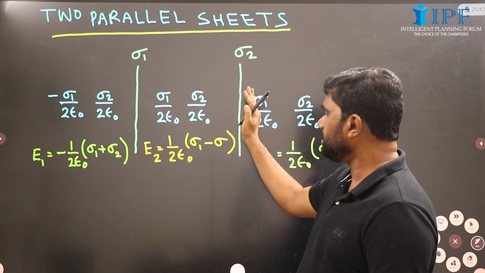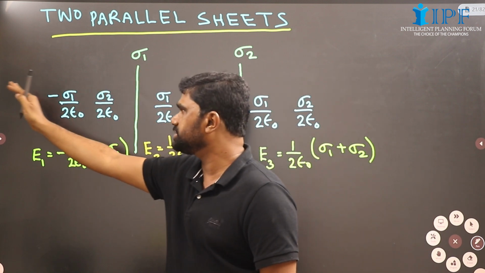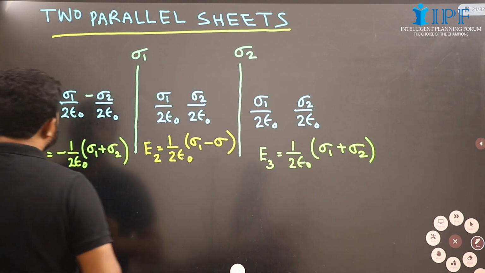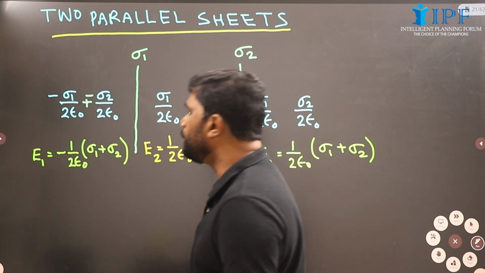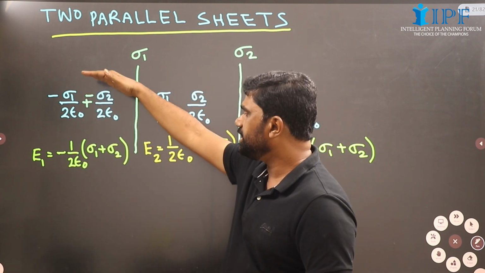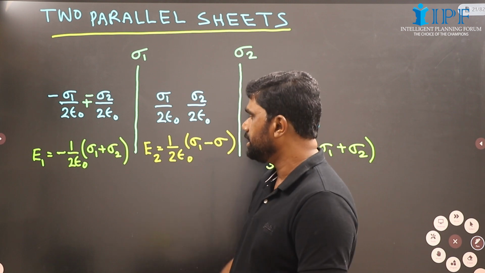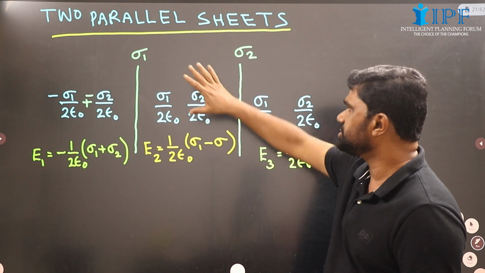So the field due to this plate in this region, again towards left, is also negative. So the resultant field in this region will be the sum of these two. Minus 1 by 2 epsilon 0 is a common factor that can be taken outside, so within the bracket sigma 1 plus sigma 2. Now let's consider this region.